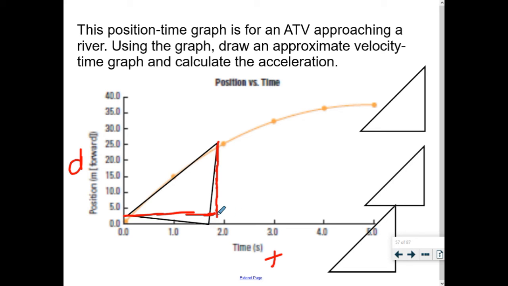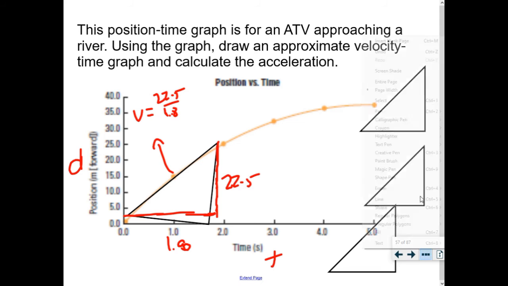Now, there is no perfect way of doing this. It looks like my run is about 1.9, I'd say, because I was shy of 2. So I'm going to go with 1.9, maybe 1.8. And it looks like my rise was from about 25 down to maybe 2.5. So let's call that maybe 22.5. Again, I'm doing my best because it's not perfect, but that would mean that at this location, my velocity is whatever 22.5 divided by 1.8 is. I'm not going to bother finding that. I'll leave that to you guys to solve for, because I don't really care what the number is. That's how you do it.